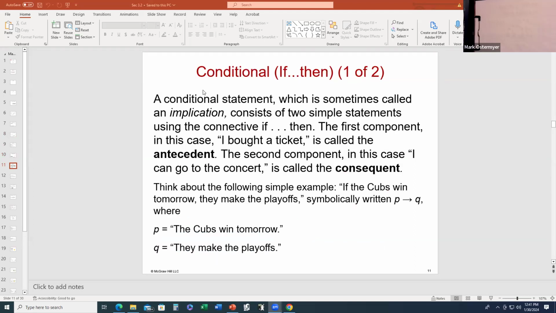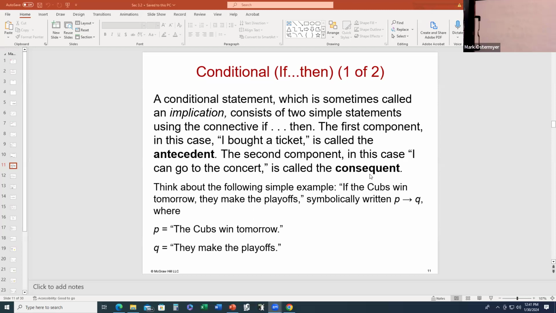All right, how about a conditional statement, if then? A conditional statement, which is sometimes called an implication, consists of two simple statements using the connectives if then. So whenever you see the words if, then, you have a conditional statement. The statement immediately following the word if is called the antecedent of the conditional statement. The second statement, following the word then, is called the consequent.